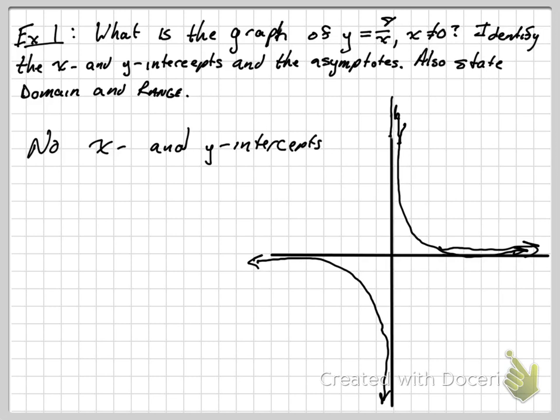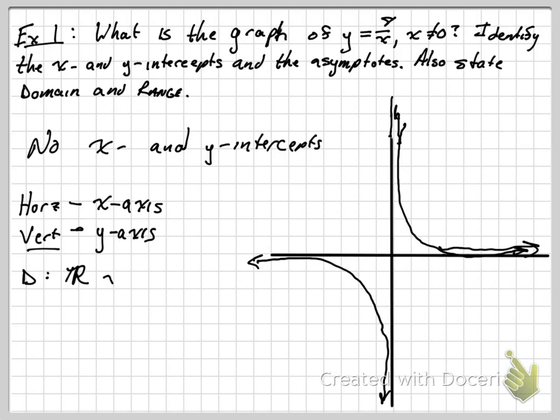the x-axis is the horizontal asymptote. Again, you have the horizontal and the vertical asymptotes. Notice it never touches the x-axis, so that's your horizontal one. And your vertical asymptote would be the y-axis. Along with your intercepts, the domain is all real numbers except 0, and your range is, again, all real numbers where y does not equal 0 as well.